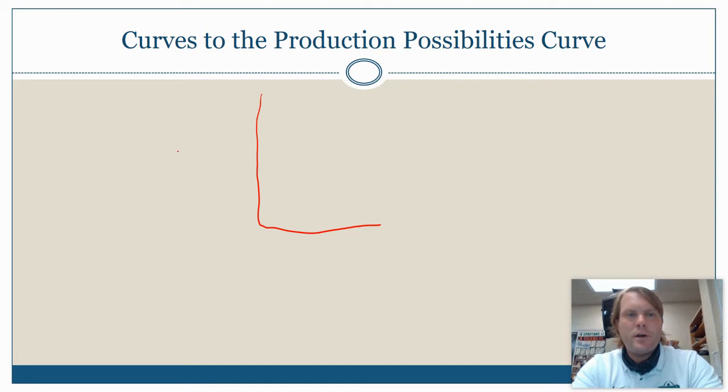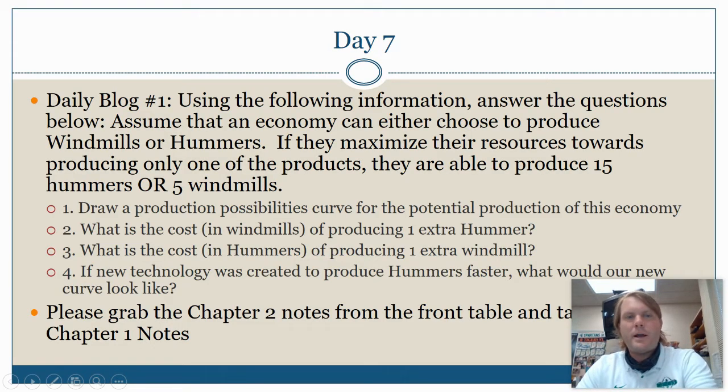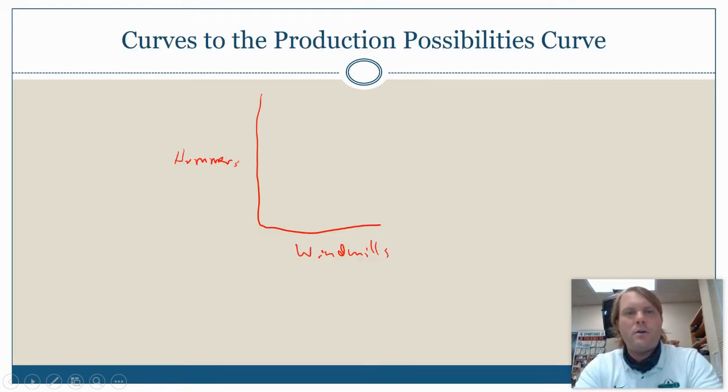So I'm going to put Hummers on one axis and windmills on the other. Okay, you should start with that. I go back, I check, okay, I got 15 Hummers. Okay, so I'm going to label Hummers 15 and windmills 5. All right, hopefully your handwriting's better than mine. I apologize. And then I just got to connect these dots. All right, there's my production possibilities curve.